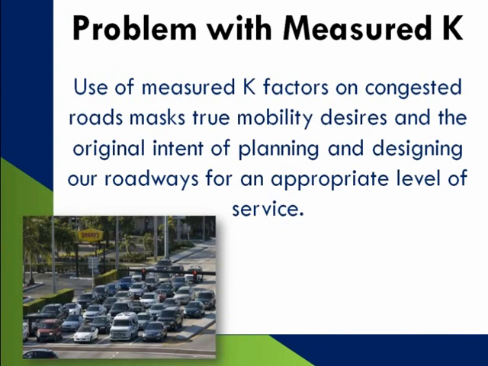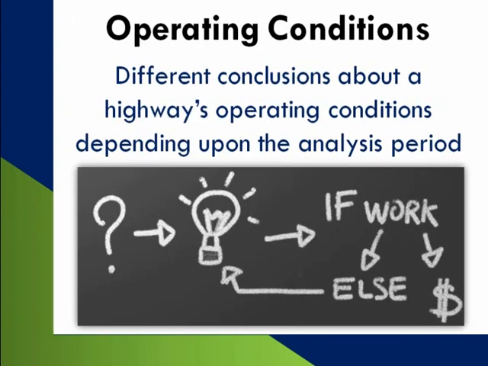There's also the problem of working with measured Ks. In that last graphic, if we're working with K factors, what we're actually measuring are capacity numbers, the maximum volume that can get through in a given time period. So frequently on our major highways, our freeways, and major arterials, they back up many hours in a day. And so the K factor keeps on dropping. So to a large extent, we're not really measuring demand volume, we're just measuring what capacity is. So we get very different conclusions depending on the operating conditions of the highway and on the different analysis periods.